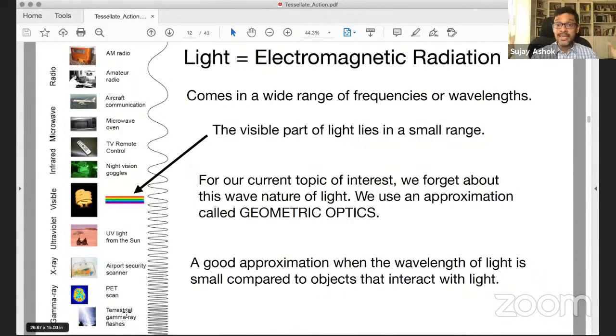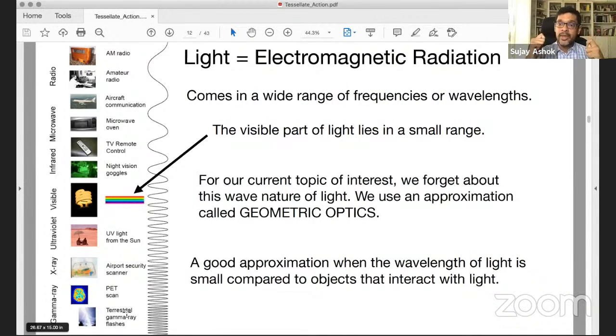They are solutions to Maxwell's equations, what is called light. But for our purposes and for the next few minutes, we will forget this fact that light is a wave. Okay? And we'll draw straight lines or rays to indicate how light moves. Now this is an approximation, and this is an approximation that has a name. It's called geometric optics or ray optics.